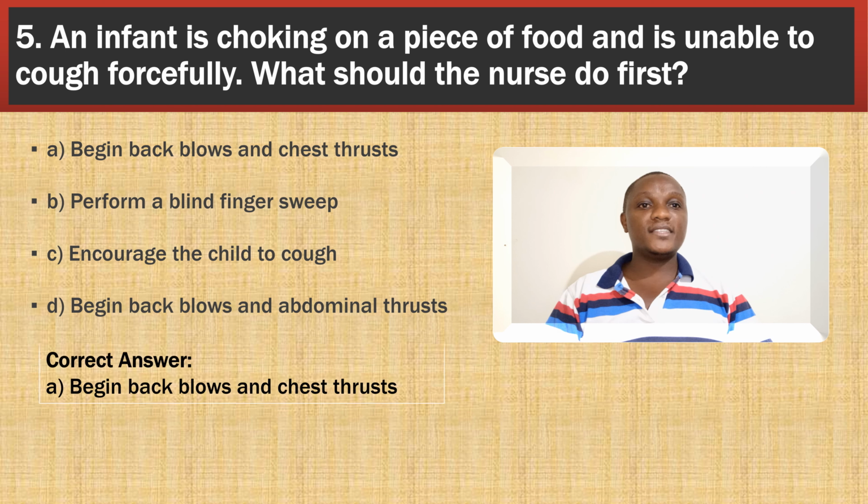The correct answer is A. Begin back blows and chest thrusts. For a conscious child who is choking and is unable to cough forcibly, the nurse should begin with back blows and chest thrusts.